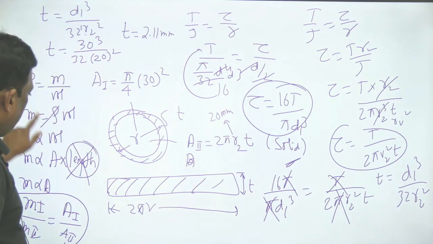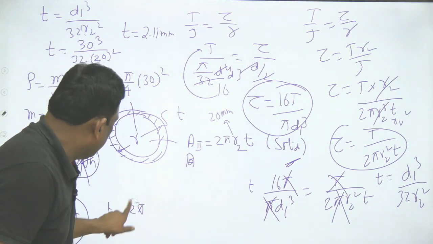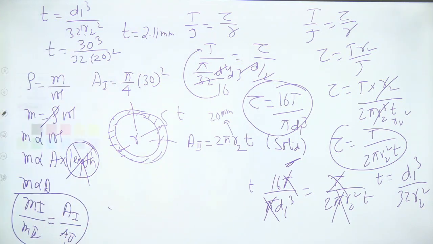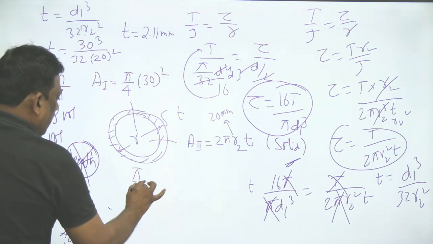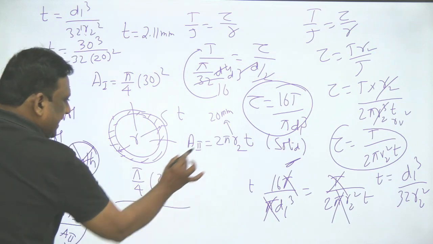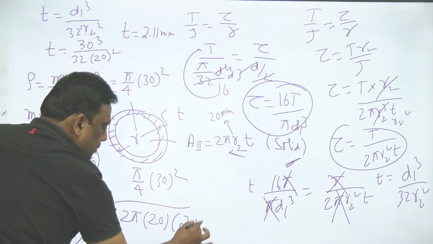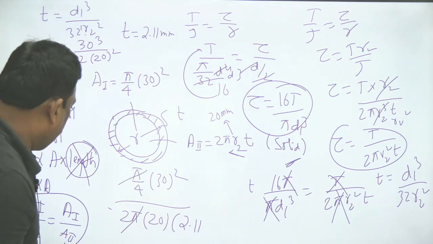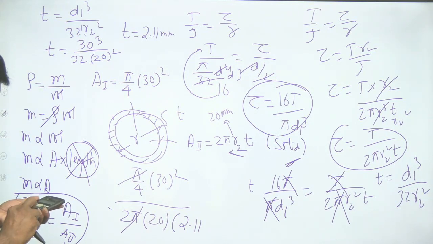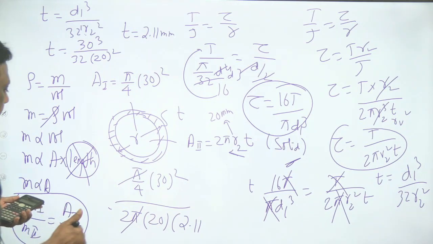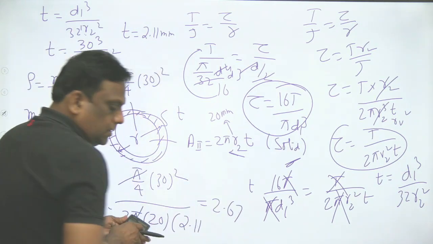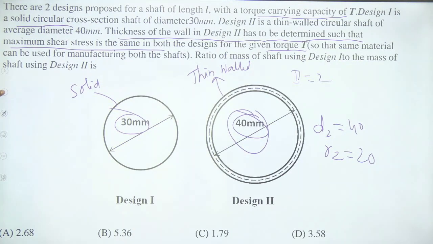Now it is very simple. My dear students, let's observe here. Just wait for a while. Now I want the mass ratio. If you want the mass ratio, it will be A1 by A2. A1 is pi by 4 into 30 square, by A2, which is 2 pi R2 t. R2 is 20 and the thickness is 2.11. This pi is gone. Let me check. 900 by 8, 160 by 2.11. I'm getting this as 2.67. So the mass ratio is, let's check whether that option is there or not. Yes, it is 2.67. So this is the right answer.